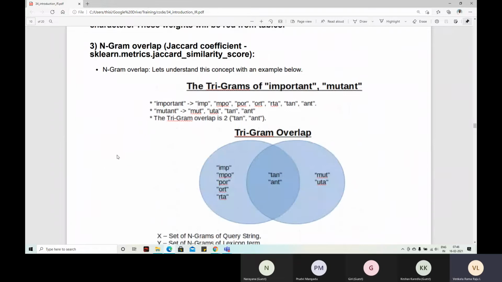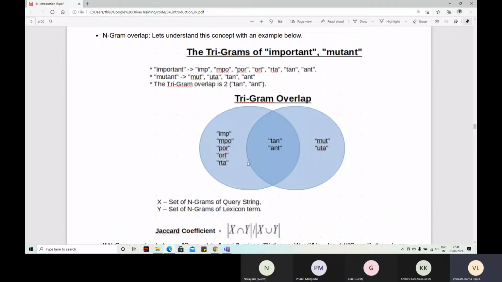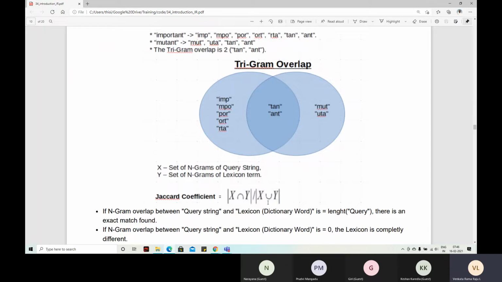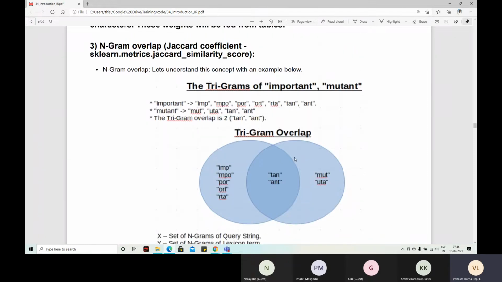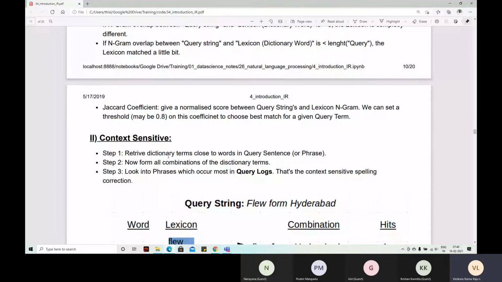Jaccard coefficient we already know, right? We take a word or a sentence and convert it into trigrams, and then see how much overlap there is. If overlap is more, then they are similar words. If overlap is less, then they are not similar words. Intersection over union is the Jaccard coefficient. The same intersection over union is used in computer vision also. We'll talk about that. There are methods implemented for all these in scikit-learn. We can use them. No need to implement them.